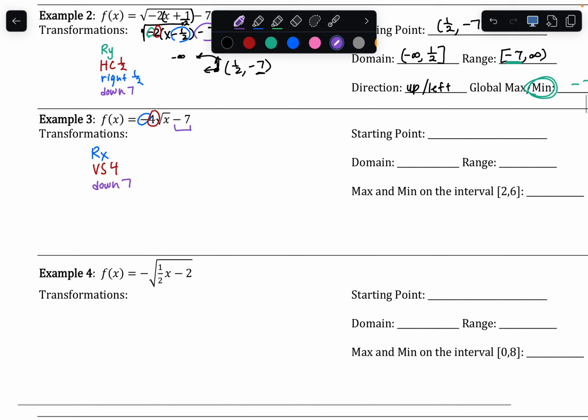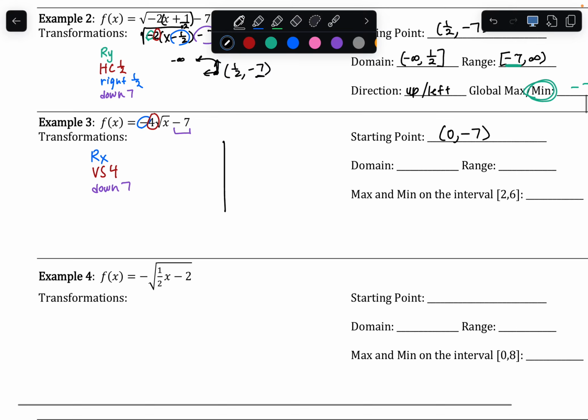Okay, so this time we didn't move right or left, so our x-coordinate still starts at 0, but our y-coordinate would be -7. We do have an Rx, and so just sketching my graph, it's down 7.